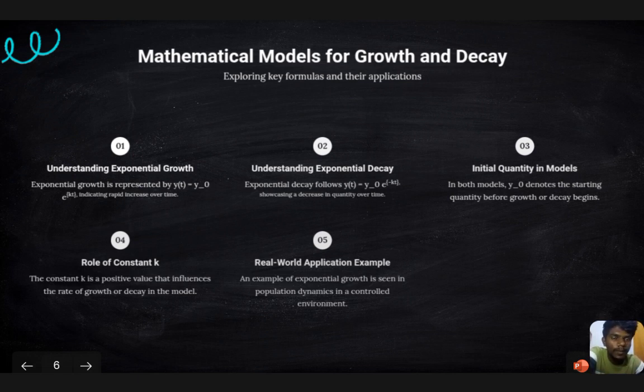Understanding exponential growth. Exponential growth is represented by y(t) = y0 e^(kt), indicating rapid increase over time. The second thing is understanding exponential decay. The third is initial quantity in models, the role of constant k, and real world application examples. These are the mathematical models for growth and decay of the differential equations we are dealing with, of the first order. And now moving further.